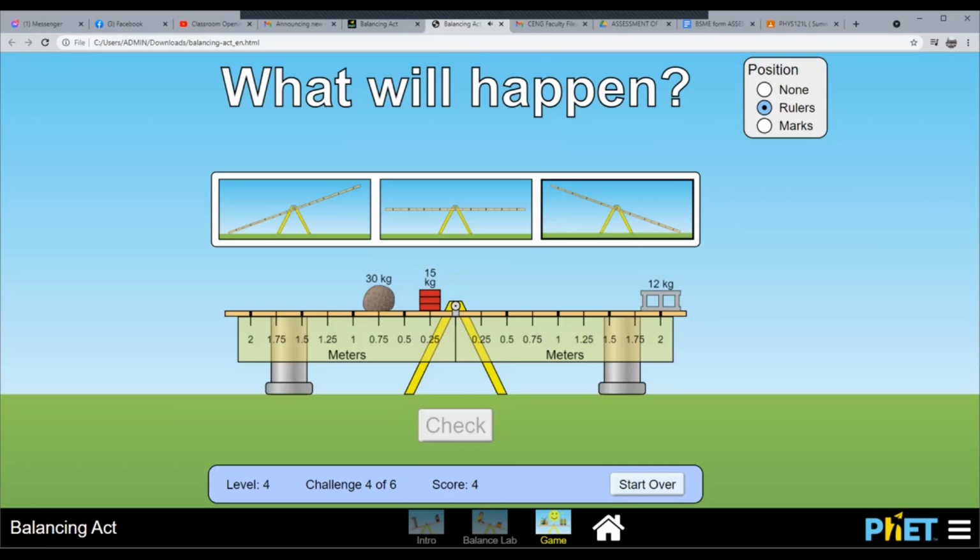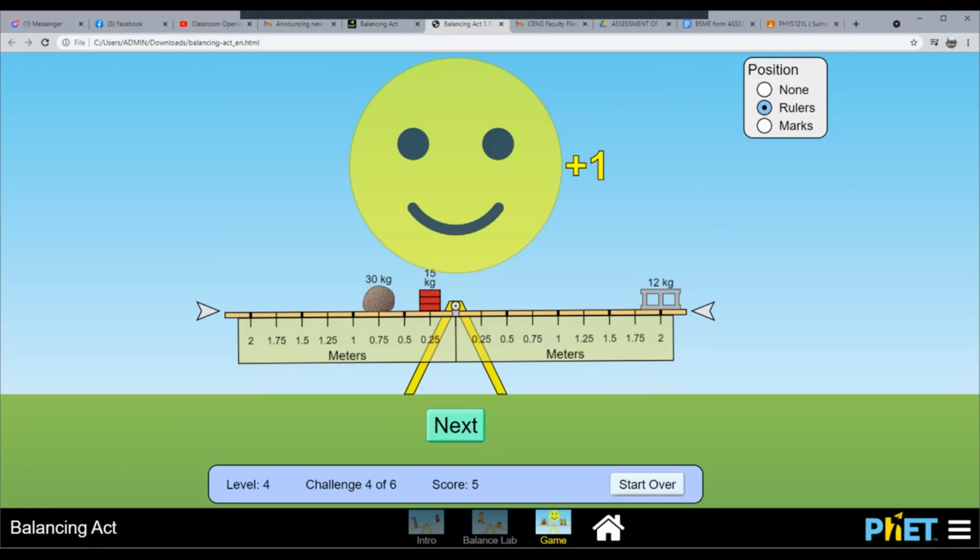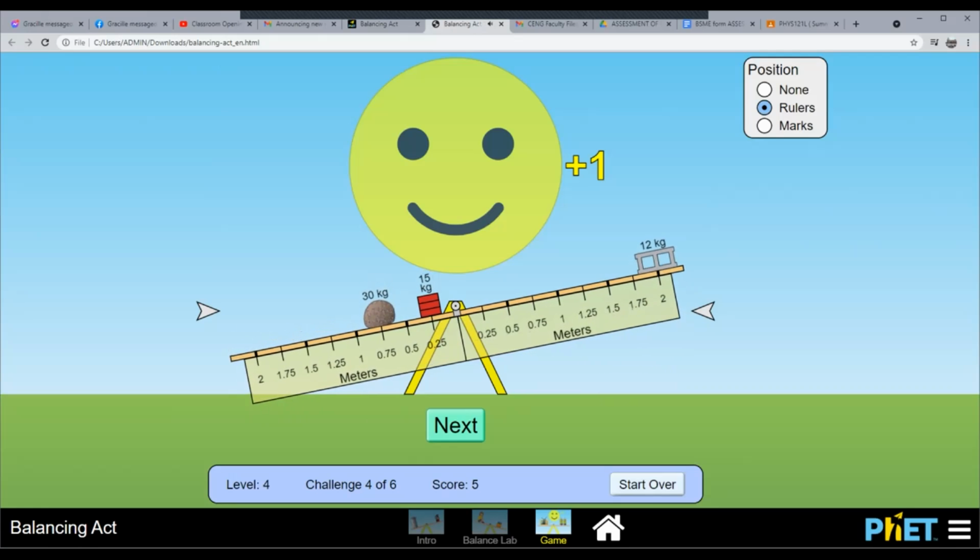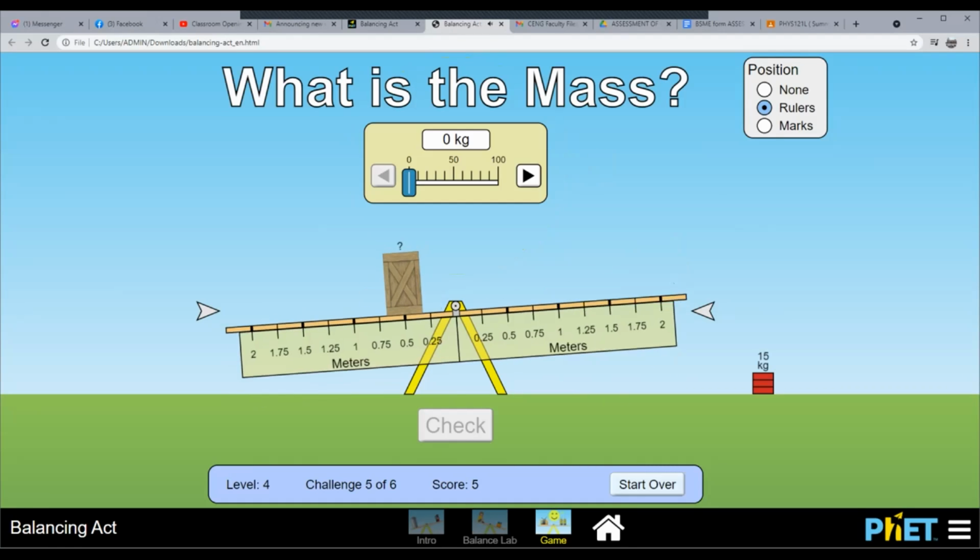Next. Anong kasunod na choice nyo? First condition po. Let's check. So that should be the first condition. Next.